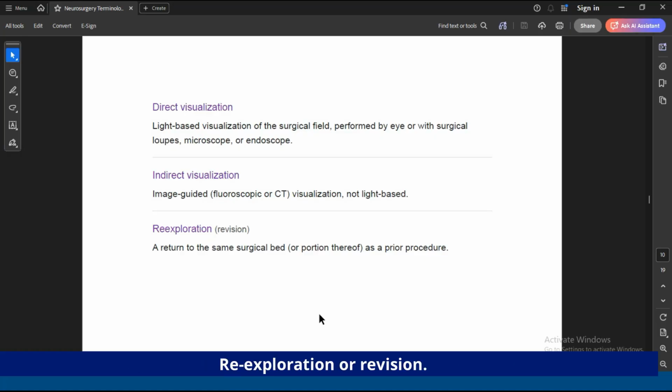Re-exploration or revision. So return to the same surgical bed as a prior procedure. Most of the time we have this re-exploration procedure in spinal fusion.